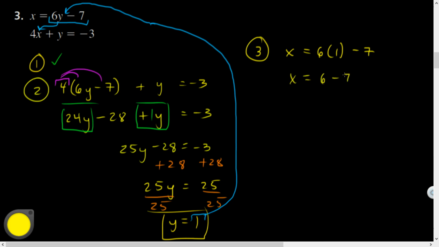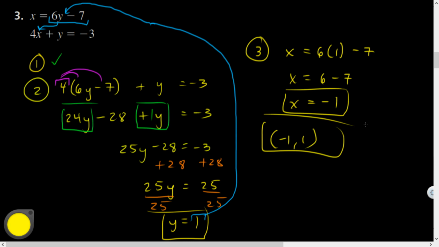X equals 6 minus 7. X equals negative 1. So my solution is negative 1 comma 1, right? Because x always goes first.